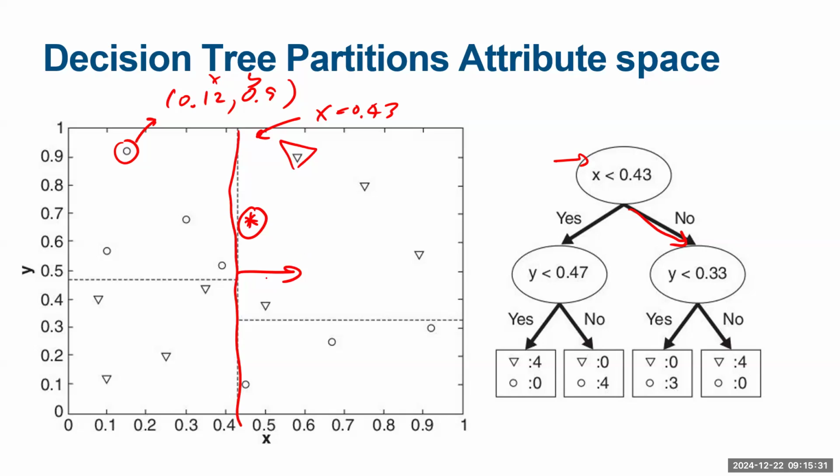And we can split this data even more, right? So we have our second decision node. This node asks, is y less than 0.33? So you have this line, y equal to 0.33, and you want to split the right part into two smaller areas, right? So we have the yes side with less than, and then the no side with greater than, right?